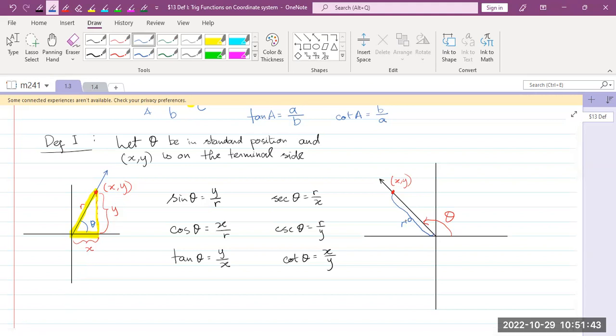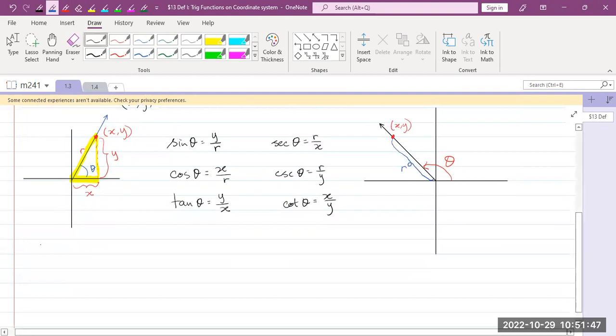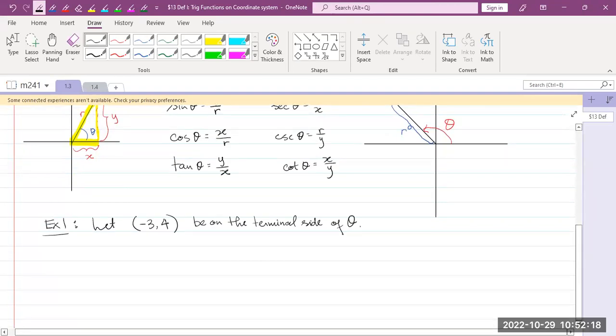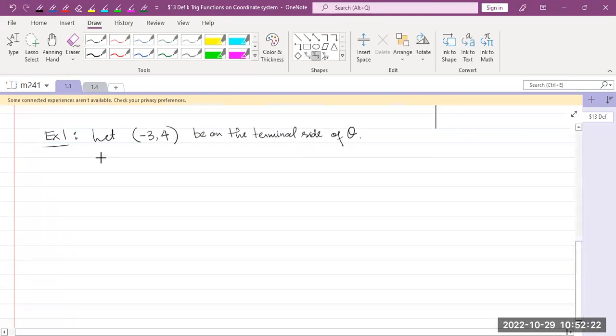Now next, let's do an example for that. Suppose, for example, let the coordinate -3, 4 be on the terminal side of theta. Since I don't say anything about what angle theta is, we assume by default that it's in standard position. Now -3, 4, let's say approximately here. This is -3, 4, which is in quadrant 2.